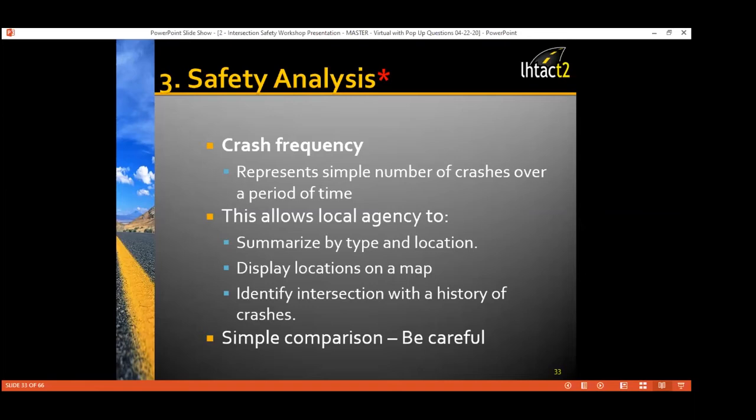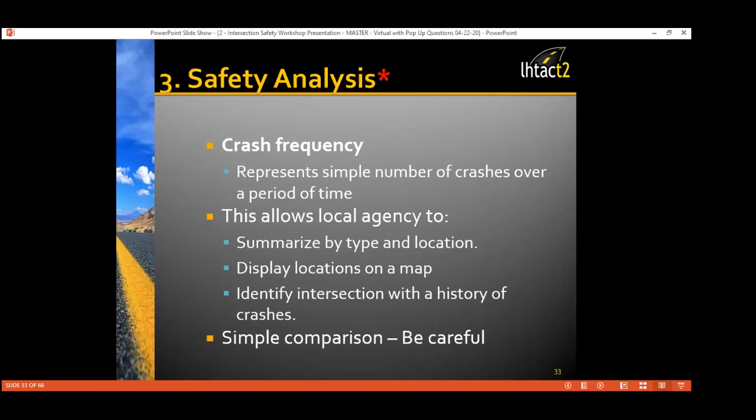Now let's talk just a little bit about how we can analyze and prioritize in a simple manner. When we conduct the safety analysis, it's going to assist you in identifying intersections with those safety issues. And as important, it starts pointing you towards the good countermeasures or solutions that will help fix the problem. So I want to talk just a little bit about crash frequency. Crash frequency represents the number of crashes that have occurred at a particular intersection over a period of time. So I kind of want to restate that. The number of crashes that occur over a particular period of time is crash frequency.